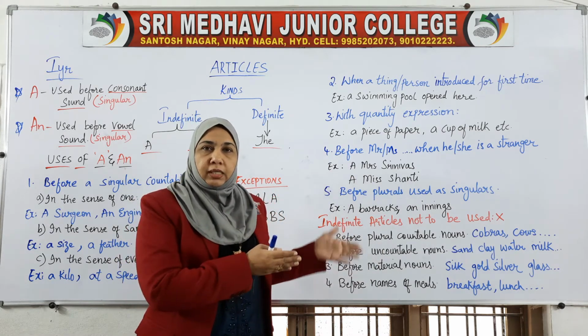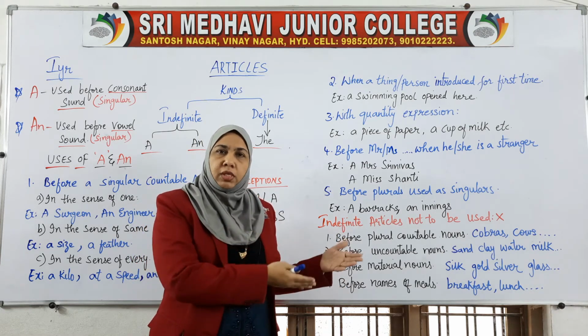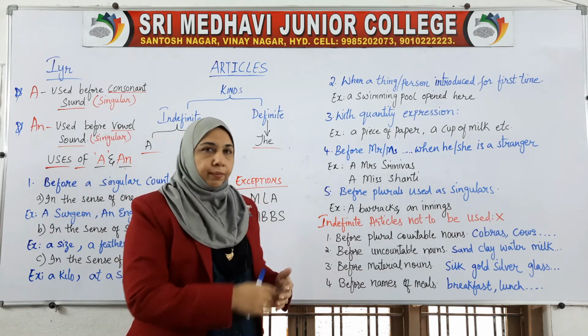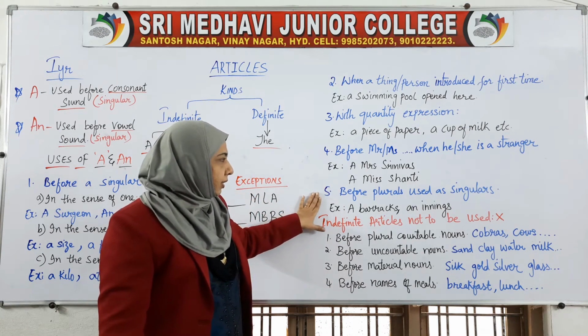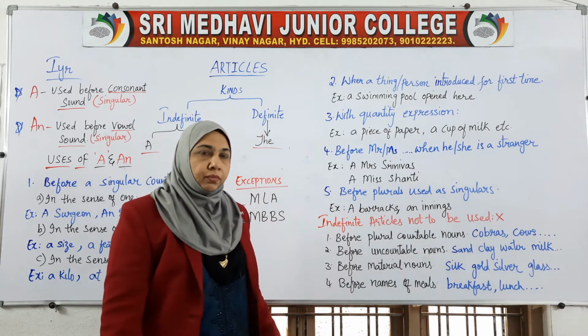A Mr. Ram was asking about you. A Mr. Ram, somebody, I don't know about that person, but he was asking about you. So how to say that? A Mr. Ram.